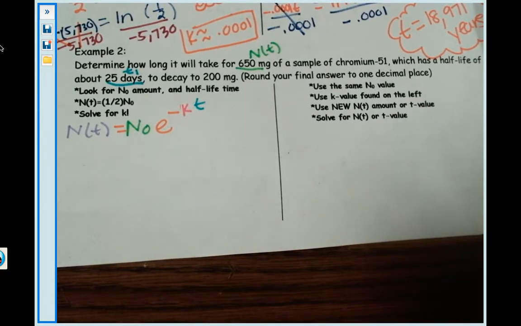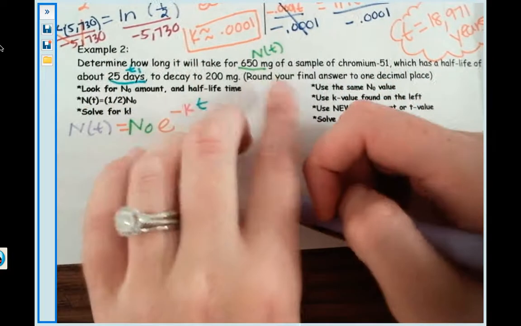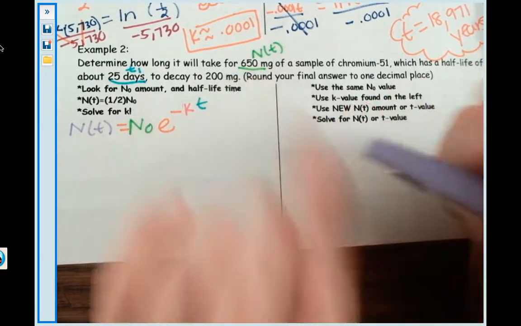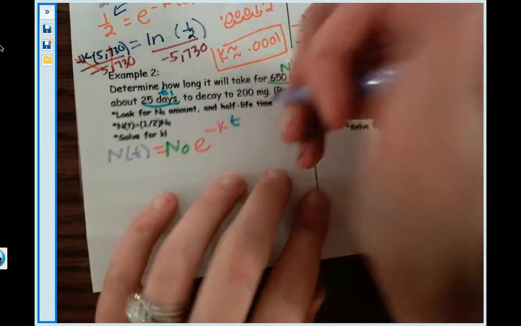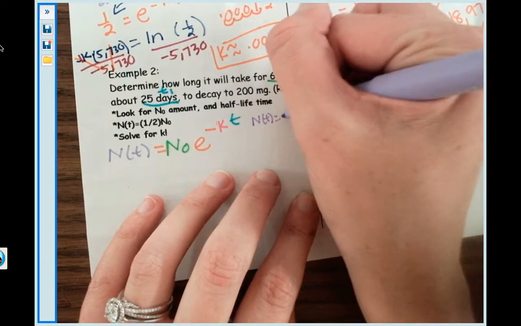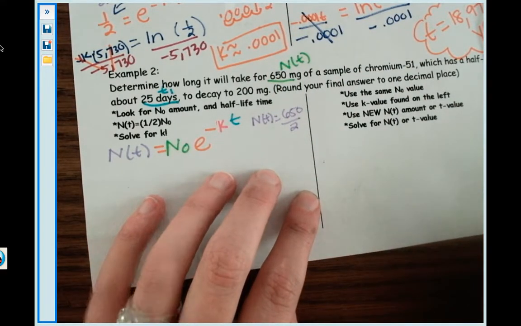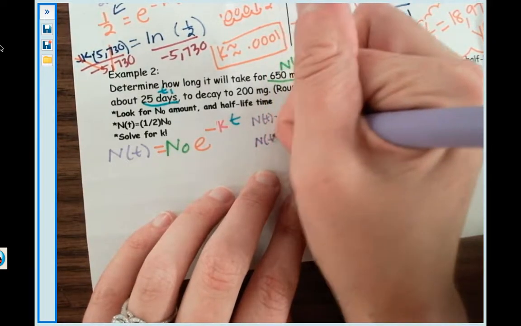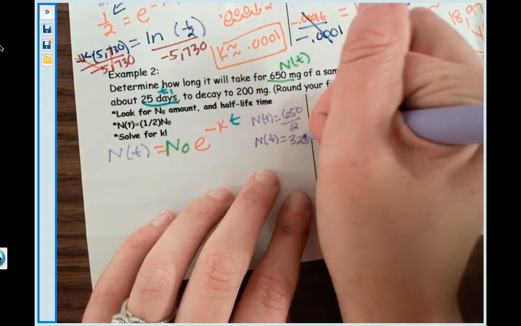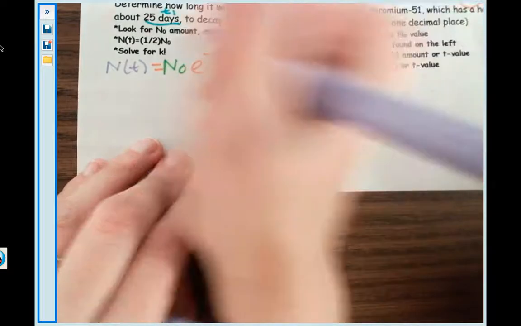So let's get started. N of T is half of our start amount, which was 650. So to get N of T, we're just going to divide that by 2. So N of T equals 1/2 of 650, or 650 divided by 2, which is 325. So this is the N of T I will be using.